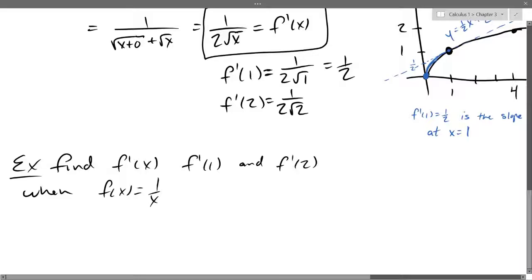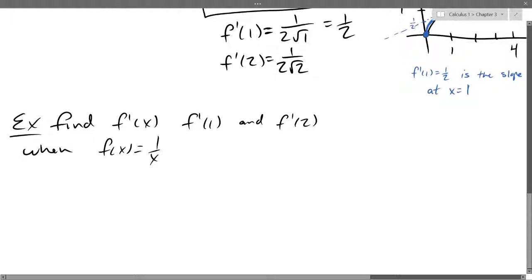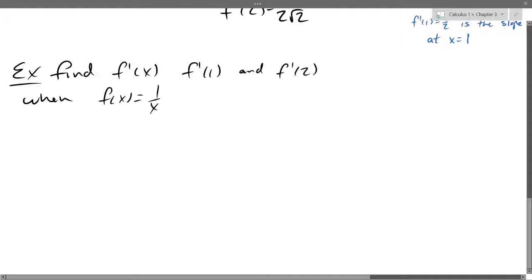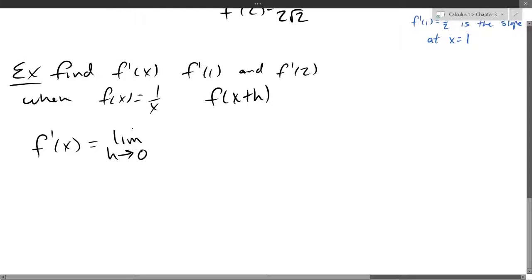One of the hardest parts of this is writing down f of x plus h correctly. If you know what you're doing, it's very easy. If you don't know what you're doing, it's impossible. It's just one of those things, there is no try, there's only do. So you either do it right or you don't do it right. So there's our difference quotient.